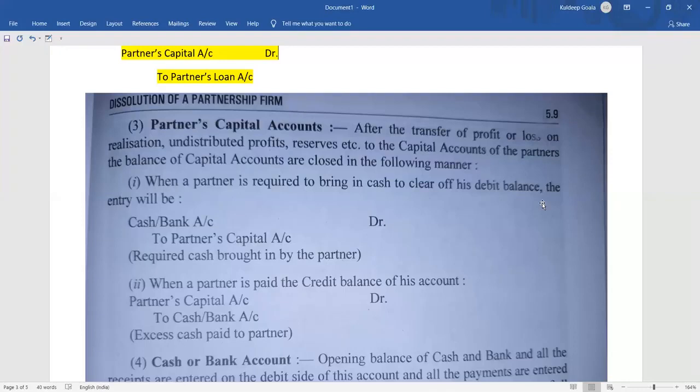Okay, the entry will be like this when you bring money for the loss. So the entry will be cash or bank account debit to partners capital account, respective partner के account में. Okay, पैसा आएगा, इसी के लिए cash और bank debit, और capital बढ़ाने के लिए ला रहे हैं हम लोग, so that it can be equal to the loss. So that is why partners capital is credit. Okay, clear?